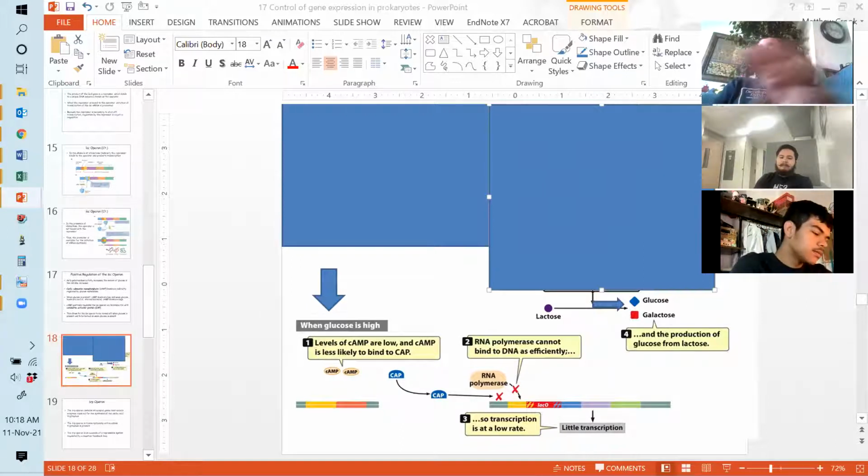And that glucose level could be because the lac operon's doing its job, or the product of turning lactose into glucose. Could be that the bacteria is not using as much glucose. Could be that there's now actually some glucose present in the environment. All of those, it doesn't matter. It's all about glucose levels.